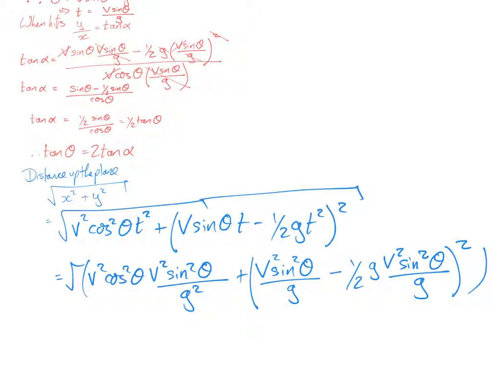And it's all of that square rooted. Okay, so I'm still going. I'm going to tidy this up a bit. So it's the square root of all of this, V to the 4 over g squared. And that actually comes out of all of it.